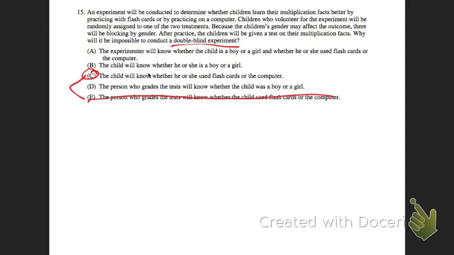Does that make sense? So double blind was to throw us off, kind of, because it was asking why couldn't both be blind? At least one is not. Right. The child is only 8 years old. And while D is a true statement, we're not measuring whether they're a boy or a girl. A, B, and C is not what we're measuring. We're measuring whether they use flashcards or a computer, and that's the treatment. So that's what we care about, that they know what treatment group they're in. But E could still happen.